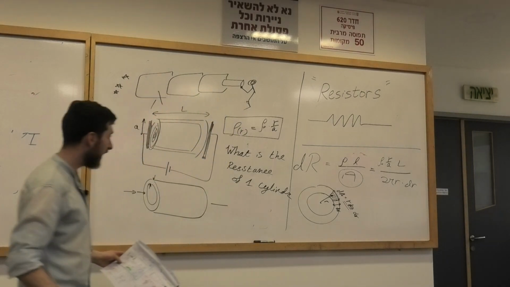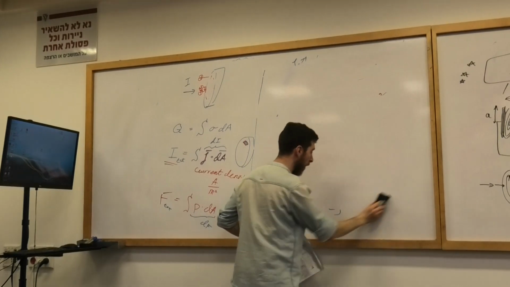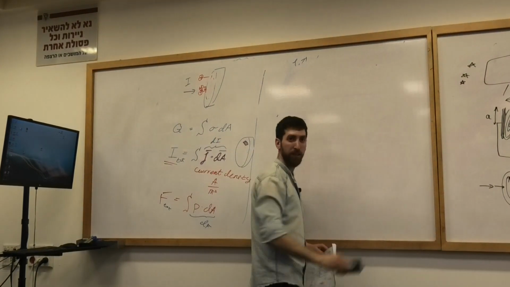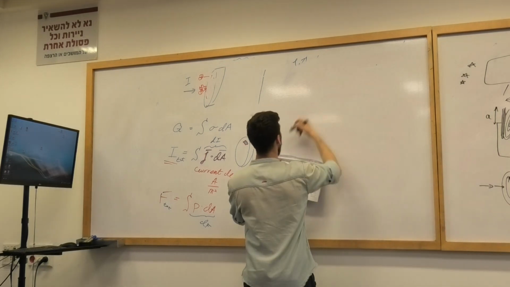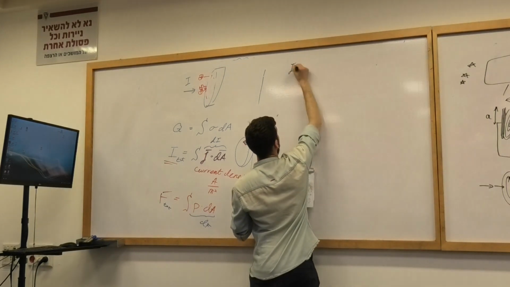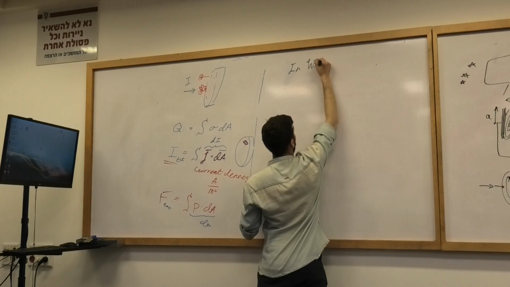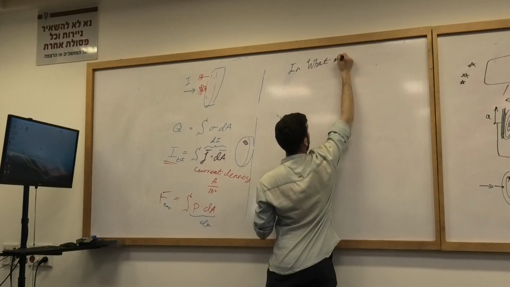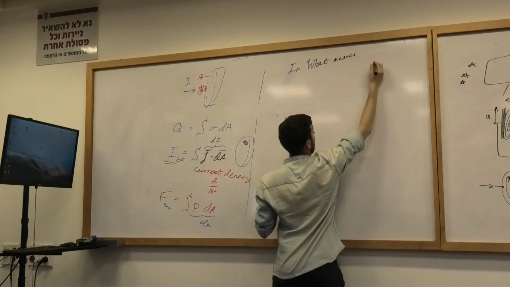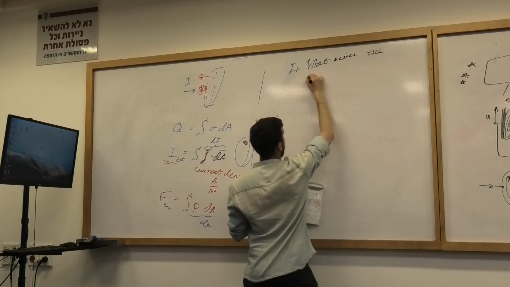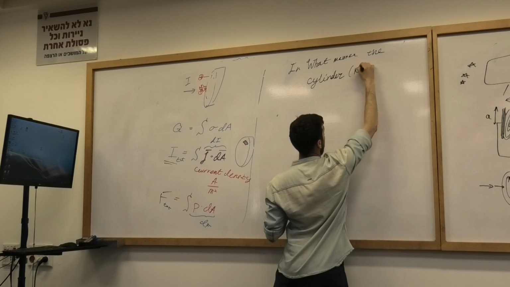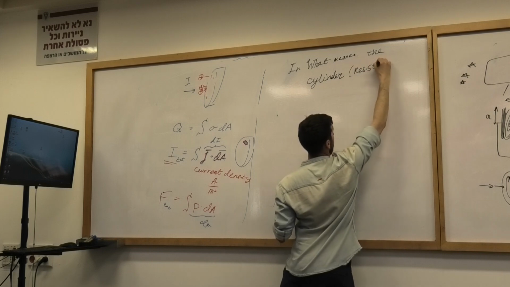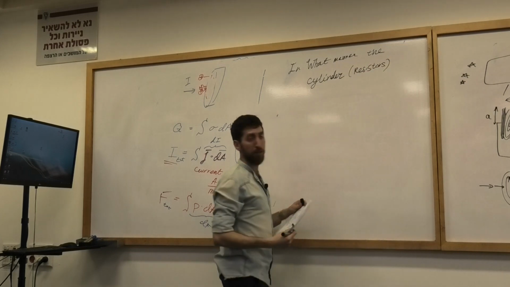Okay. The second question, like we had before, is in what way all the cylinders are connected, in parallel or in series. So in what manner are the cylinders, or we can say resistors, connected?